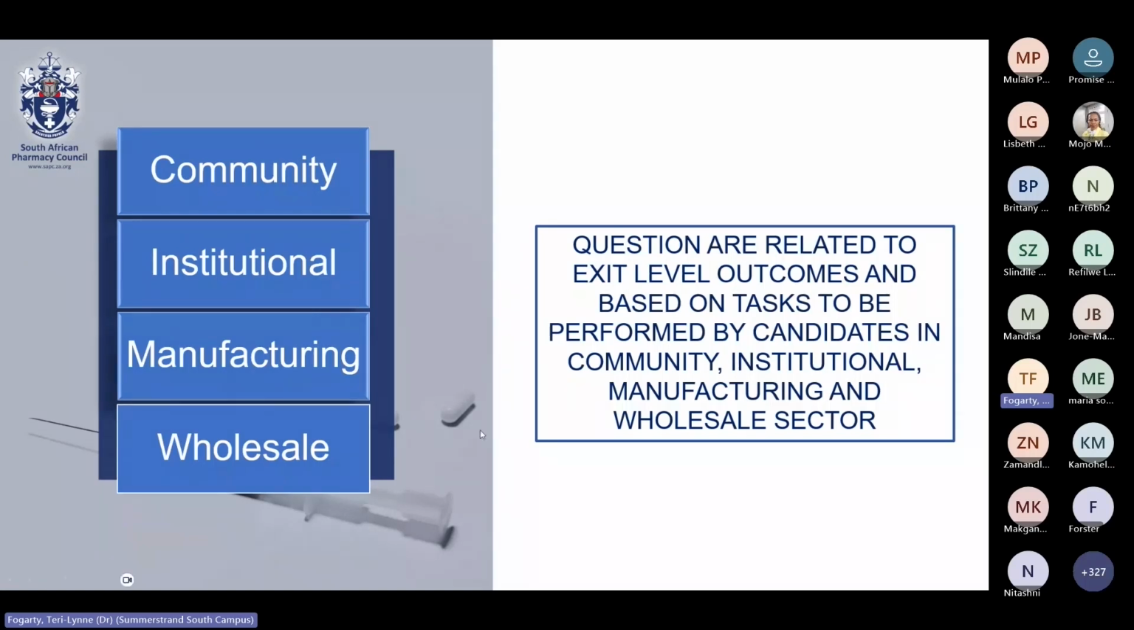So if you did the old program, perhaps you studied only in community pharmacy, and so that is what you're used to being examined on. Or if you did your original training through manufacturing, you may only be used to being asked manufacturing questions. But this exam is a generalist exam, so it's testing to see whether you can practice in any of the 4 sectors that I've mentioned.